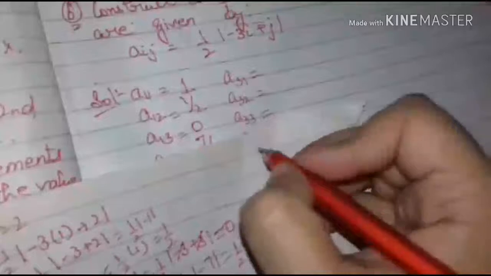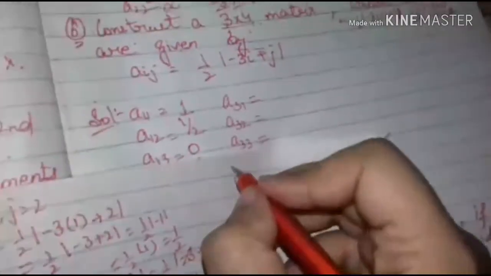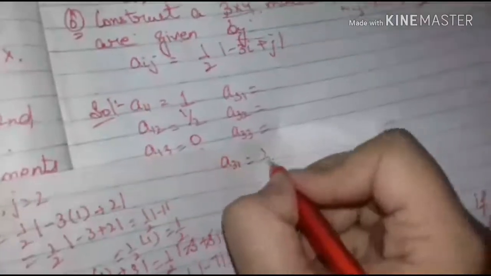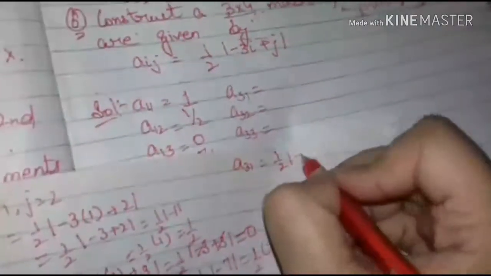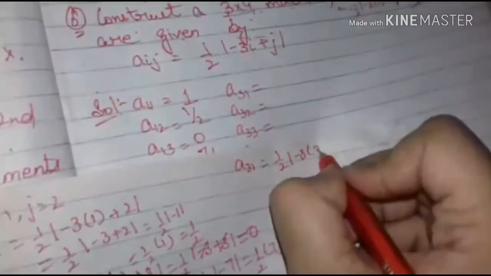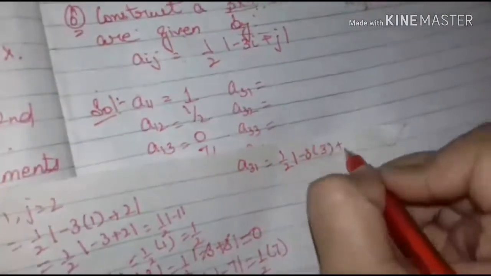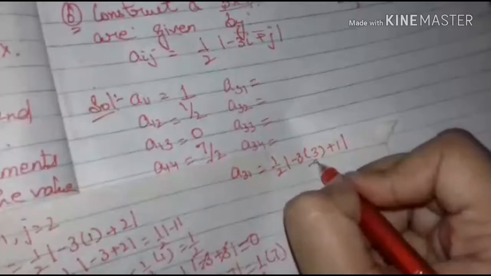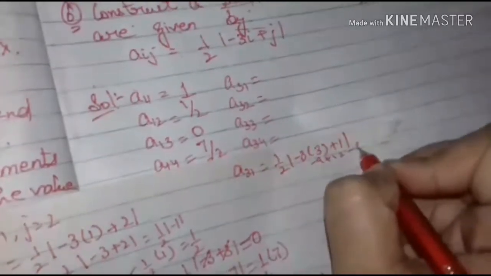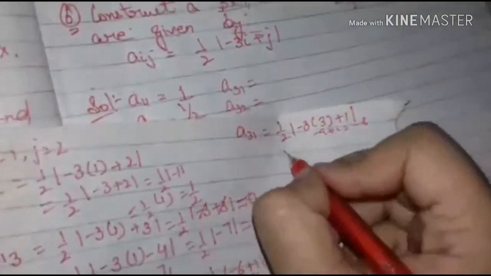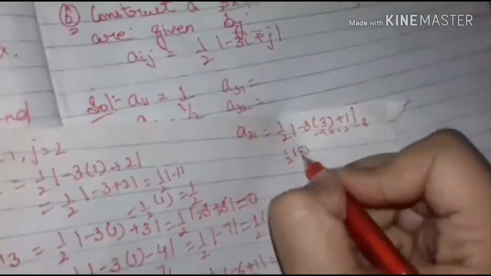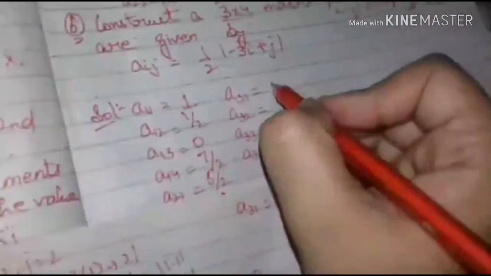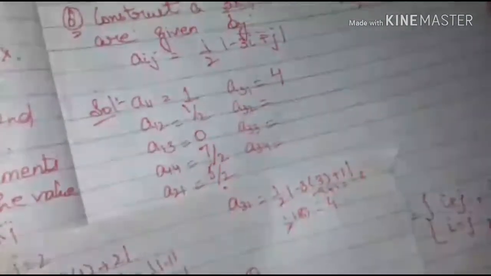Now next we have to calculate A31. So 1 by 2 mod minus 3 into 3 plus 1, minus 9 plus 1, which is equal to minus 8. So 1 by 2 into 8 will be equal to 4. So this will be equal to 4.